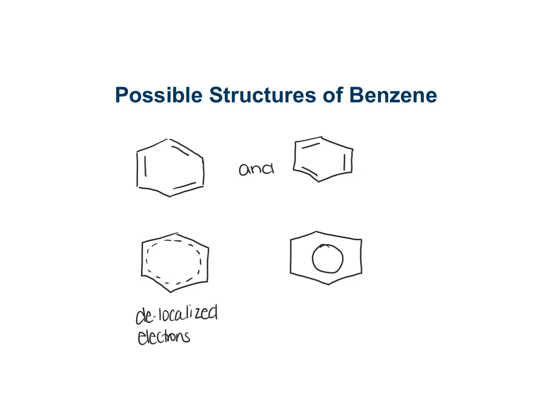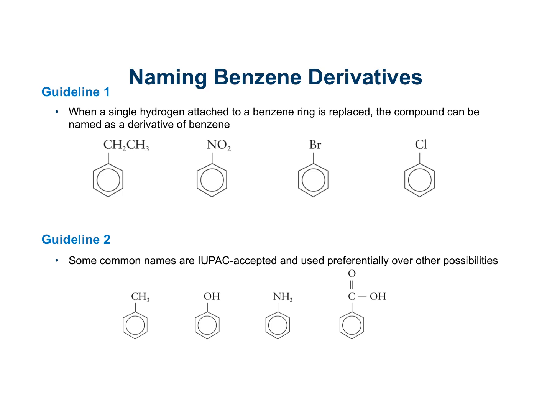Now, benzene has a hydrogen on every single carbon, so one hydrogen on each carbon, and sometimes that hydrogen is replaced with other atoms, and we need to name those. So when we talk about naming benzene rings, we have some guidelines. So the first guideline is when there's a single hydrogen attached to a benzene ring that's replaced, the compound can be named as a derivative of benzene.